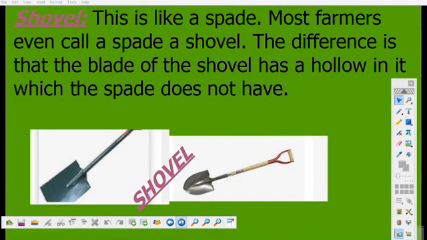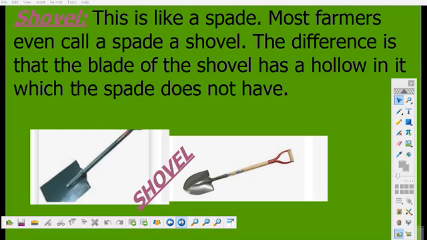Okay, let's look at another one called shovel. This is like a spade. It looks like a spade. Most farmers even call a spade a shovel, but it's not true. The difference is that the blade of the shovel has a hole, a hollow in it, which the spade does not have.